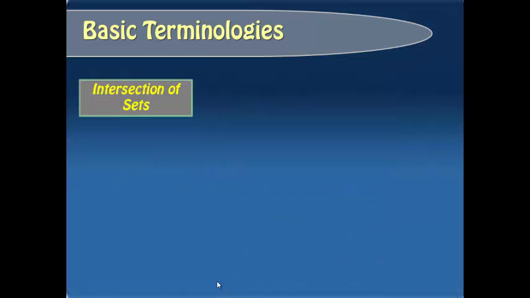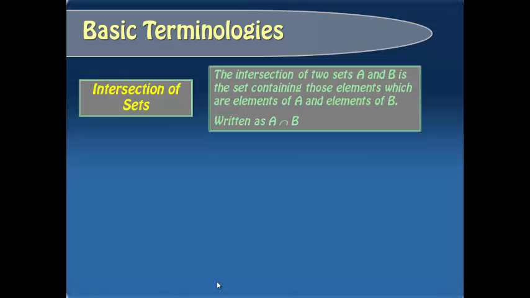We also have what we call intersection of sets. The intersection of two sets A and B is the set containing those elements which are elements of A and elements of B. It could be written as A ∩ B. Example: if A = {3, 4, 6, 8} and B = {1, 2, 3, 5, 6}, then A ∩ B = {3, 6}.